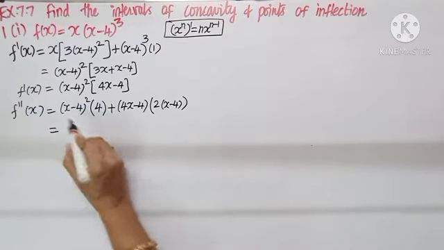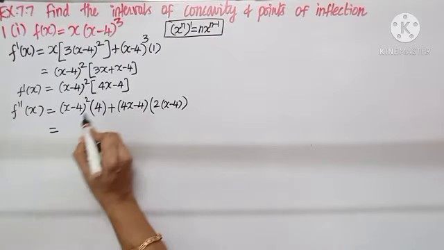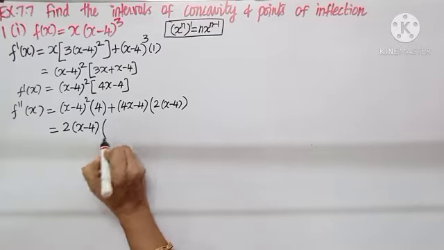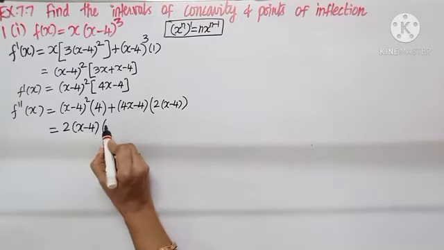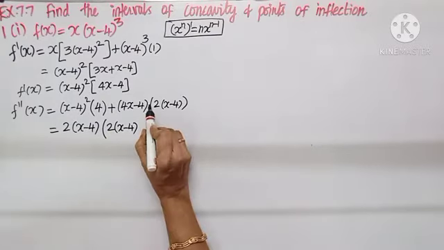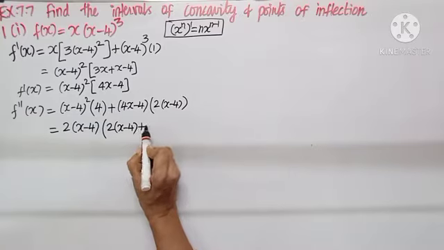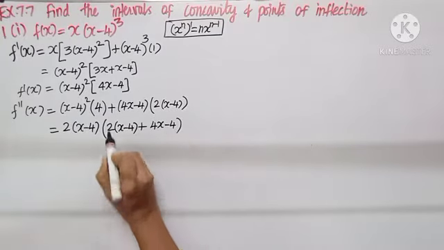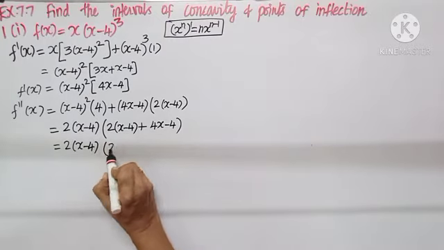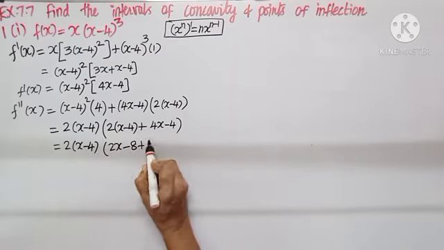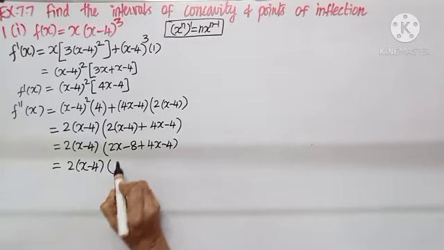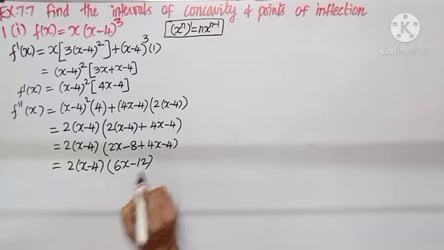In both, see what is common? 2 is common. Take it out. x minus 4 is also common. What is left out? If I take 2, 1 2 is left out. 1 x minus 4 is left out. 2 into x minus 4 we have taken. 4 into x minus 4. This will be 2 into x minus 4 into 2x minus 8 plus 4x minus 4. Together 2 into x minus 4 into 6x minus 12.